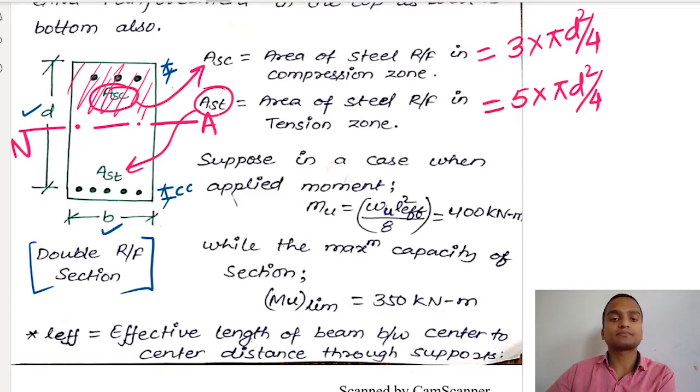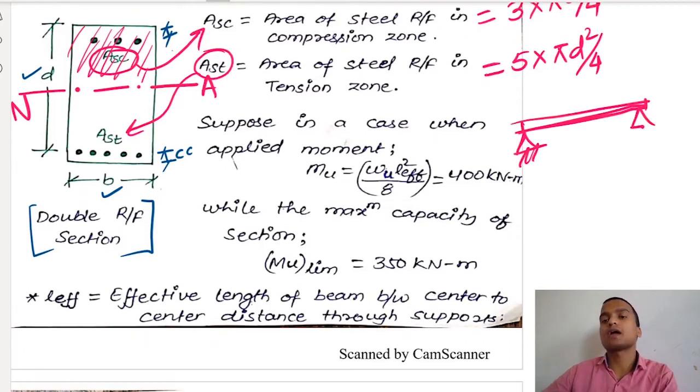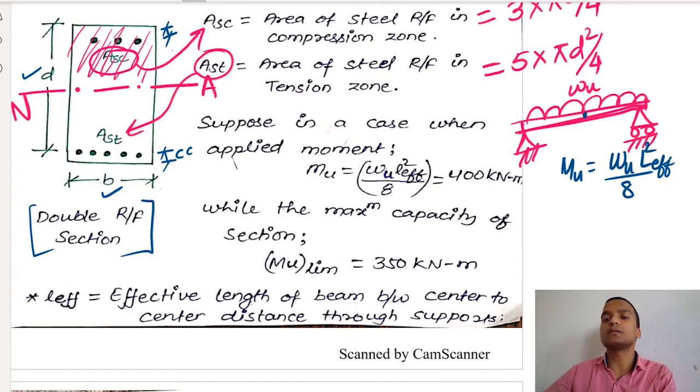Now suppose we take a case in which we have an applied moment Mu. How do we calculate the applied moment? If there is some UDL acting on this beam and the UDL value is WU, then what is the maximum bending moment value at the center of mid span of the beam? Mu will be equal to WU L effective square by 8, basically WL square by 8. What is WU? WU is the factored load, 1.5 times the working load. So this is clear.